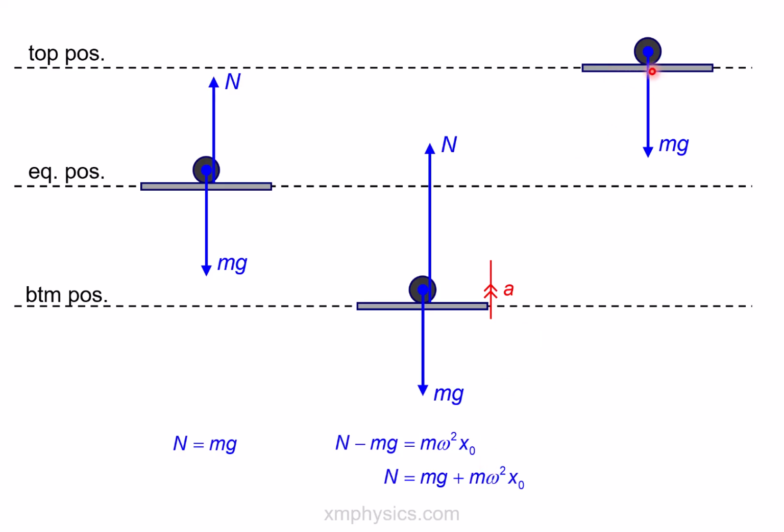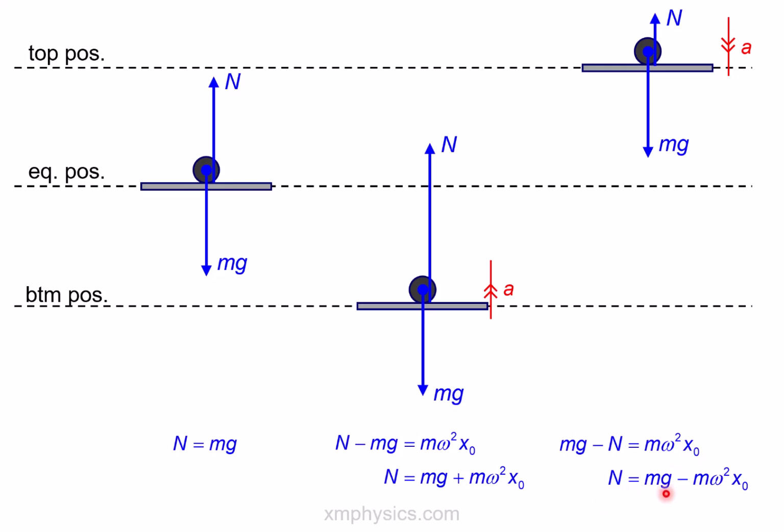Okay, what about when you're at the topmost position? When you're above the equilibrium position, you know the acceleration is downward, so you know the net force is downward. So you know the normal contact force must be smaller than your weight. We can write it as an equation here. The downward weight minus the upward normal contact force is equal to my net force, which is m omega square x naught for a SHM.